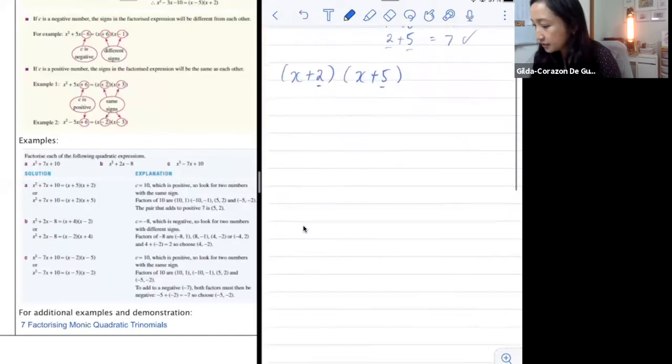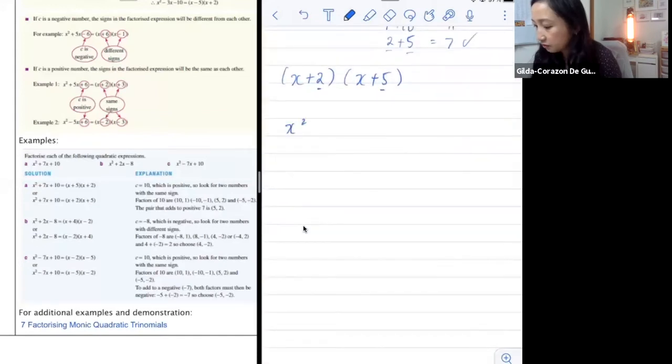It says x squared plus 2x minus 8. Now, this time, your third term would be a negative number. So you're looking for two numbers that when you multiply, you get -8, but when you add, you get 2. So you can list them down.